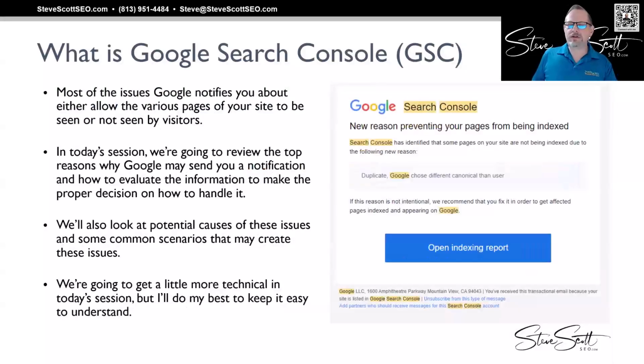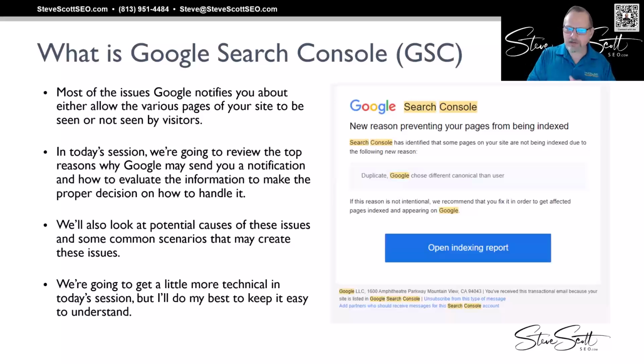Now, most of the issues that Google notifies you about are either to allow the various pages of your site to be seen or not seen by visitors, right? And the idea is, is it not seen but we want it seen? Is it seen but we don't want it seen? Or is it not seen and we don't want it seen? Like there are things that we want to happen or not happen.